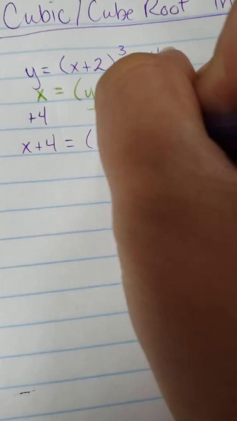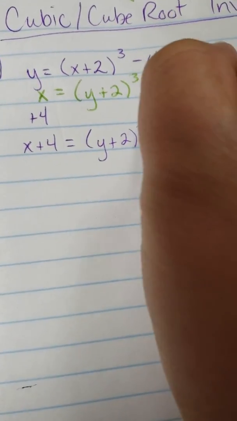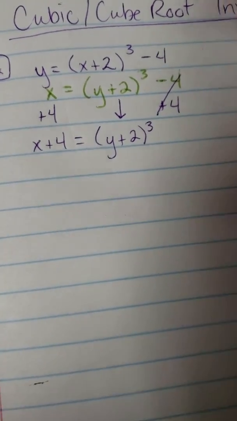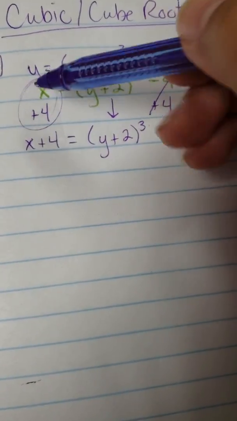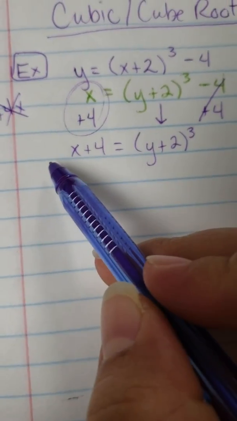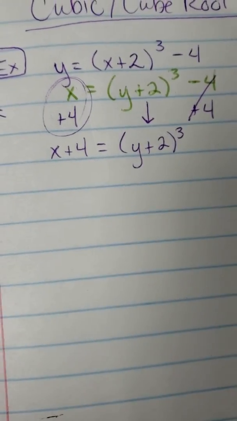And this just becomes x plus 4 is equal to all of this. I just recopied it, so this just kind of comes down. And be careful here because people want to do, for some reason, plus 4x, but that's not correct. So this is x plus 4, so we just write it as x plus 4 horizontally.